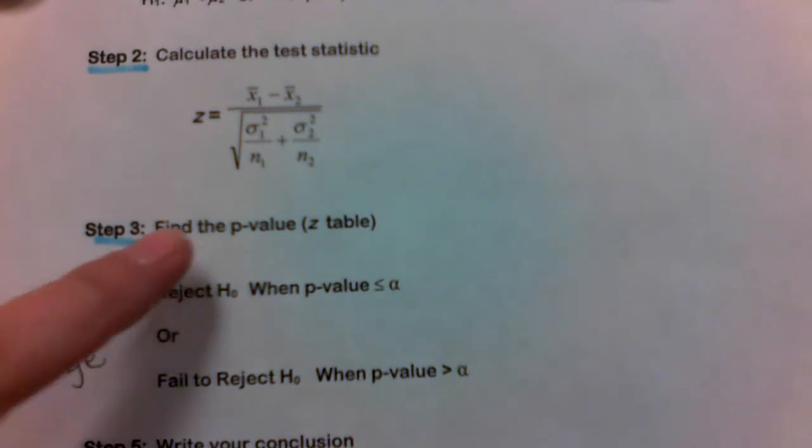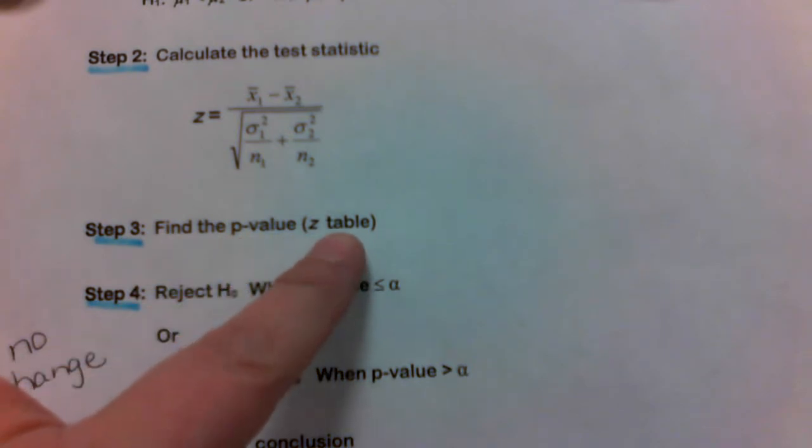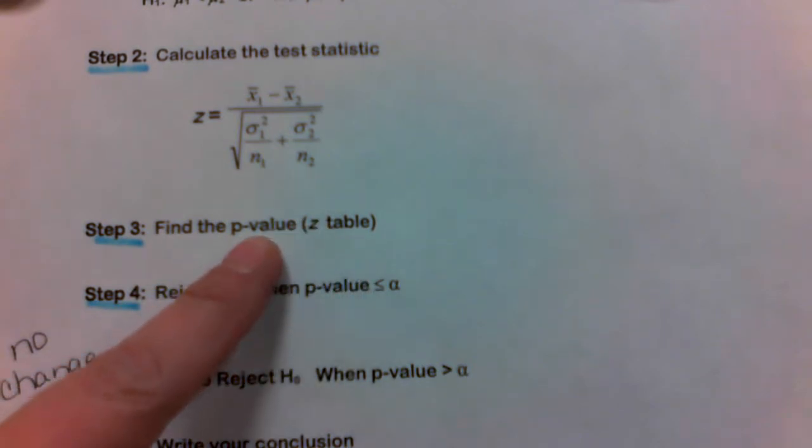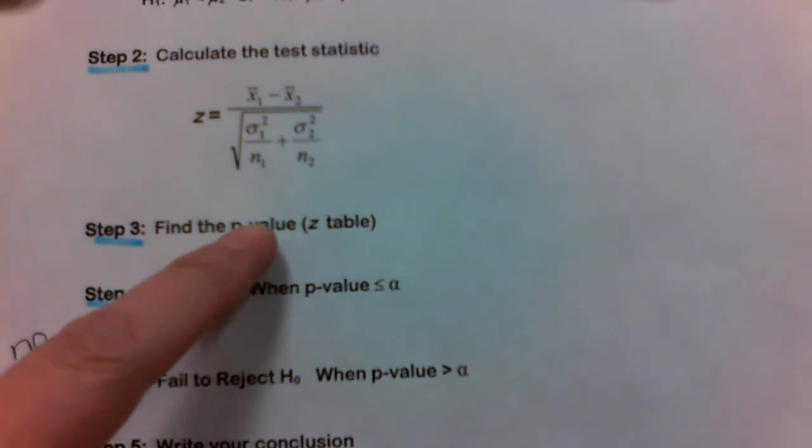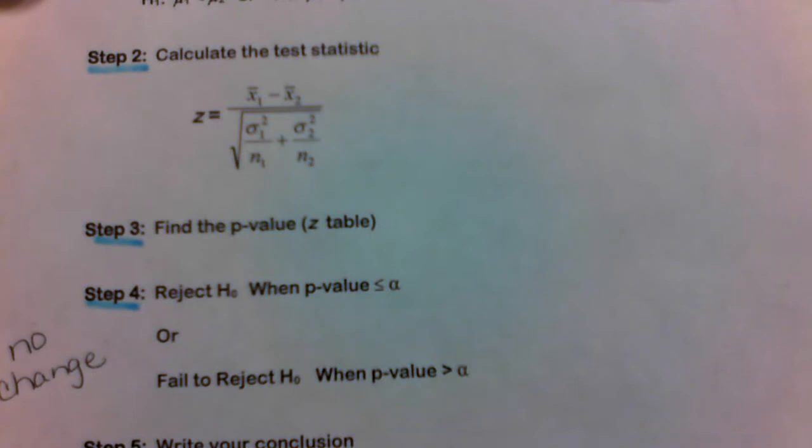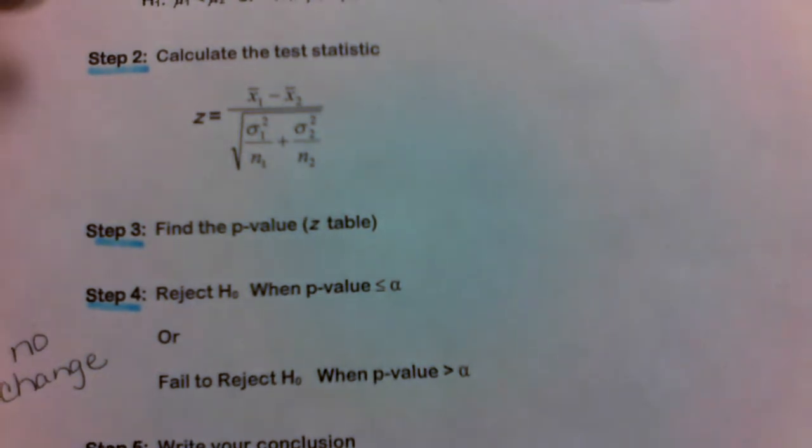Now, step 3 is the same, the p-value, so the z-table. So this tells me then, if my alternate is a less than, then I just use the number from the table. If it's a greater than, I do 1 minus the number from the table, and then if it is not equal to, then I have to find 2 probabilities and add them like we did previously.